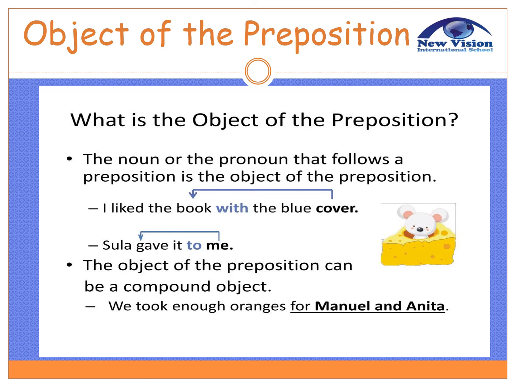Sula gave it to me. To me is your prepositional phrase. Your object of the preposition is me. The object of the preposition can be a compound object. Look at the next example. We took enough oranges for Manuel and Anita. For Manuel and Anita is your prepositional phrase, and your object is Manuel and Anita.